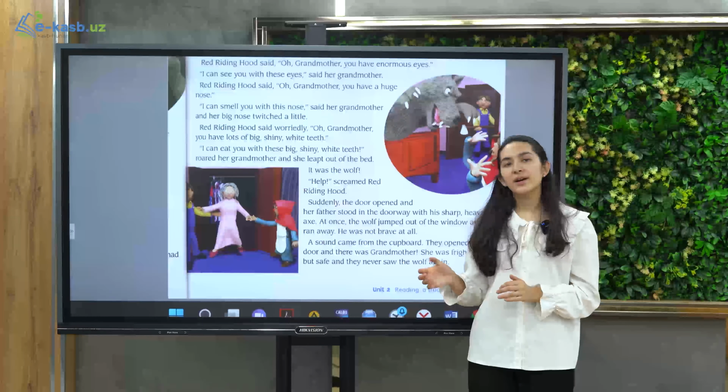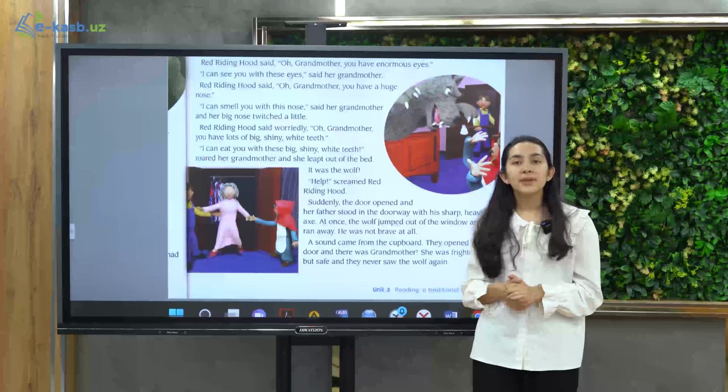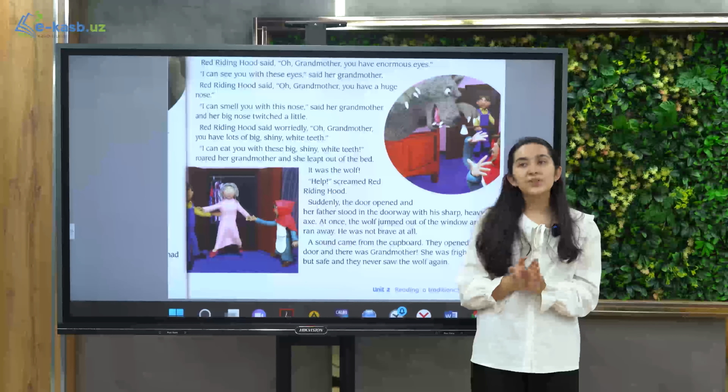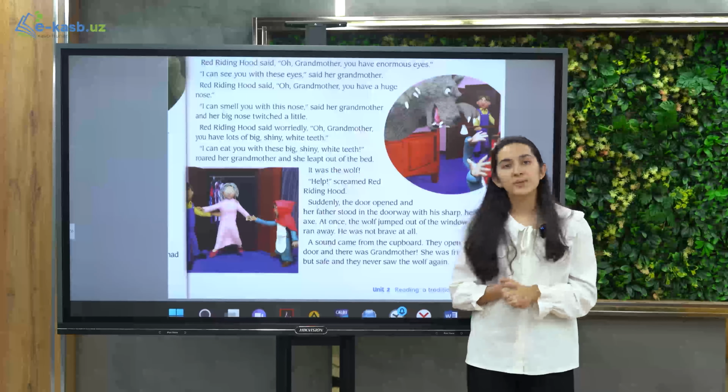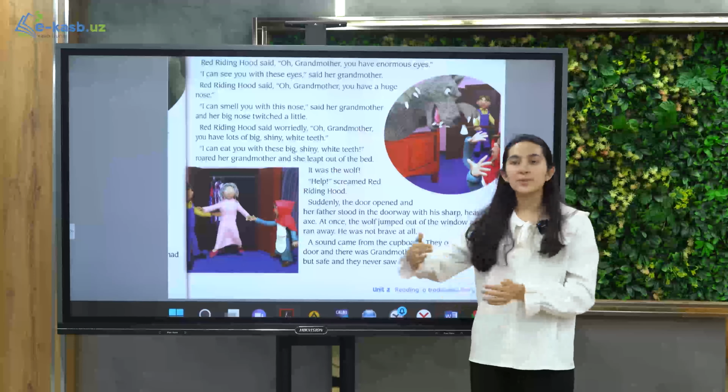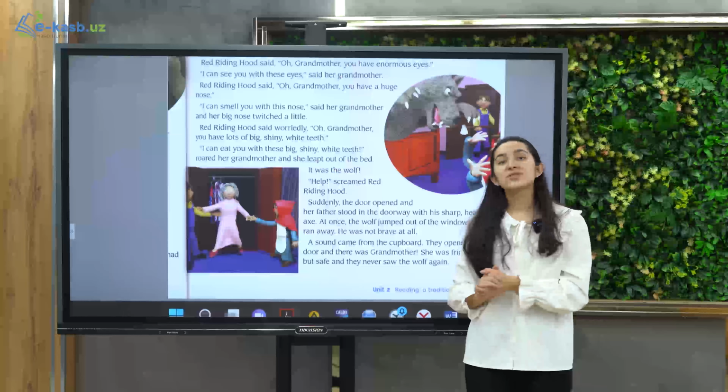So the wolf jumped out of the window and ran away. He wasn't brave at all. A sound came from the cupboard. They opened the door, and there was their grandmother.